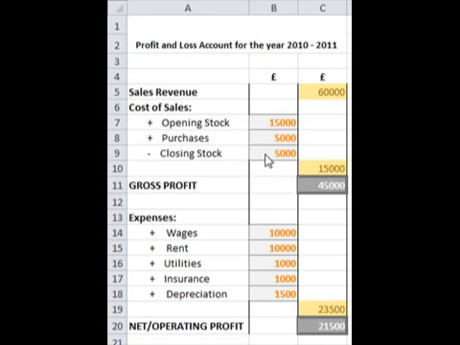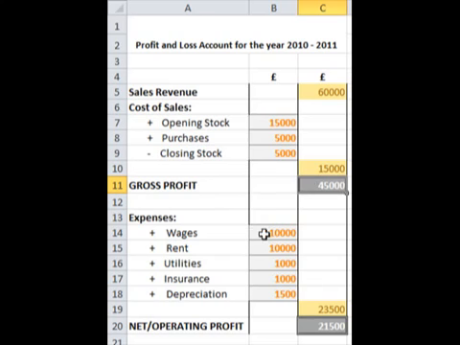To calculate the total cost of sales, as in this yellow box here, we must take the opening stock, add to this our purchases, and then take away our closing stock. So for this example, this gives the figure £15,000 in this yellow box here. Our gross profit is calculated by taking our sales revenue, minusing our cost of sales. For this example here, it gives £45,000.